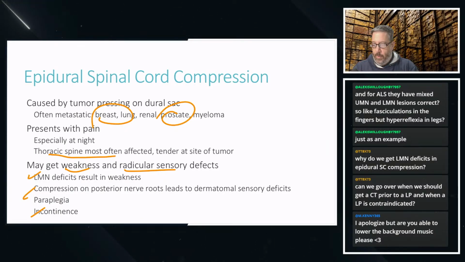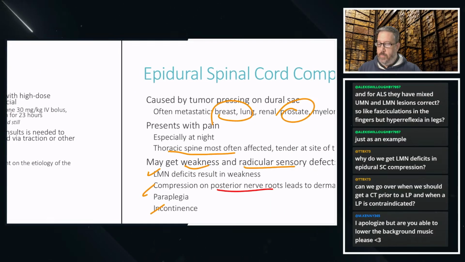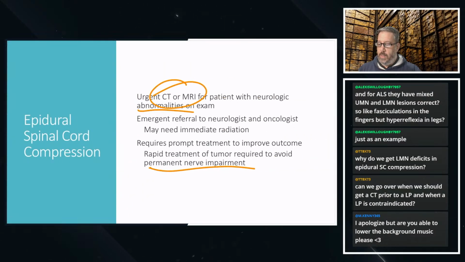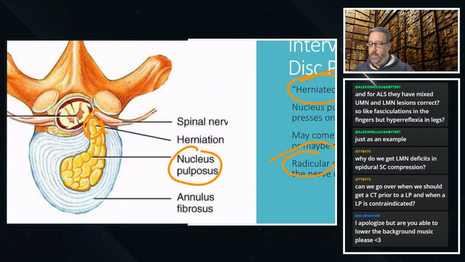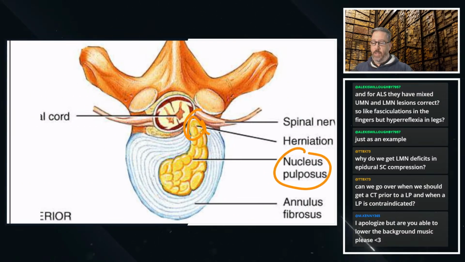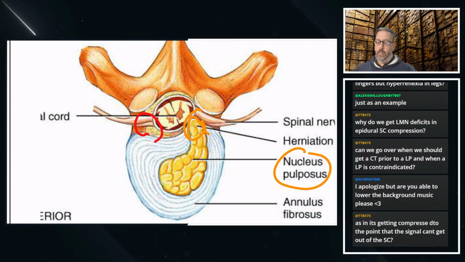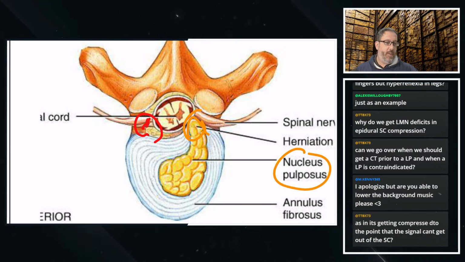Compression, the same way that they compress on these posterior nerve roots, they can compress the motor nerve roots as well, which is the lower motor neuron. When it leaves, where's a picture? This one, not that one. So let's say we had a tumor here. It'll compress the sides there and it causes the problem.